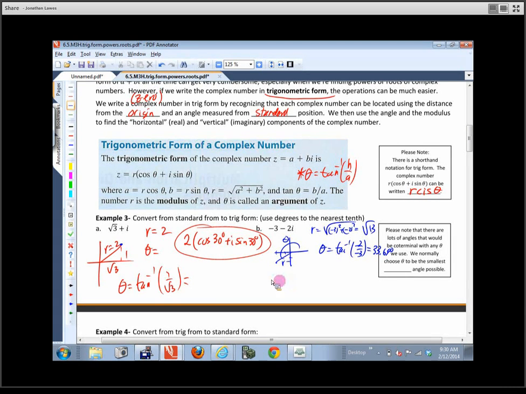So in trig form, this is going to be radical 13 cosine 213.69 plus i times the sine of 213.69. And that right there, we've successfully changed that from standard form into trig form. Any questions there?